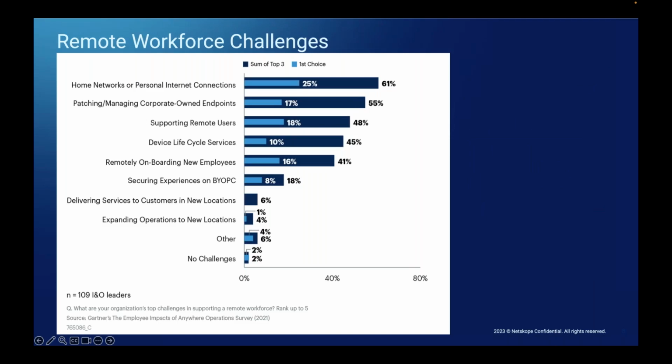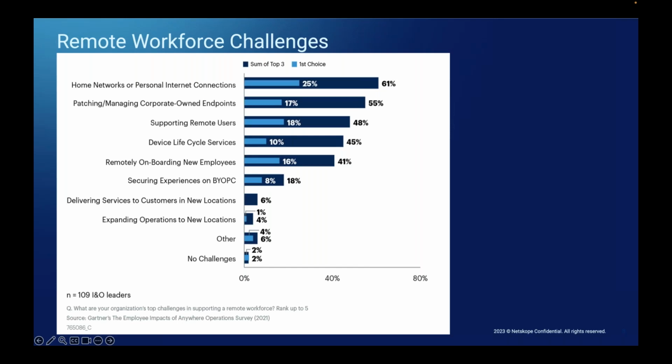So there was a Gartner study conducted asking, what are the top challenges in supporting the remote workforce? The challenge highlighted most often was home networks and personal internet connections. Connectivity is a problem. And why is that a problem? It's a problem because potentially meetings like these could be choppy. It might be latent and not give a good user experience. So quality of experience really matters for remote workers. Patching and corporate managed endpoints is a challenge. Supporting those remote users when there's a problem on their machines is a challenge. How do you actually solve problems like patching machines, supporting them, the device lifecycle, and so on and so forth.